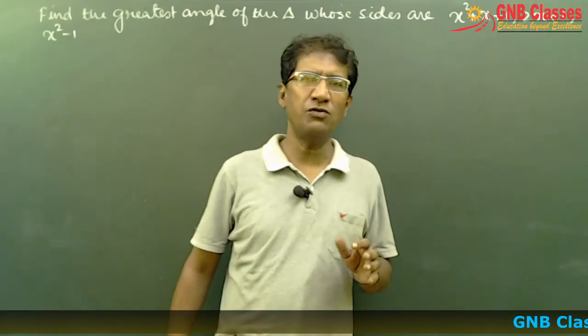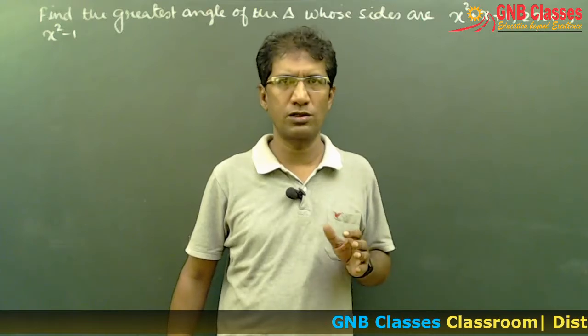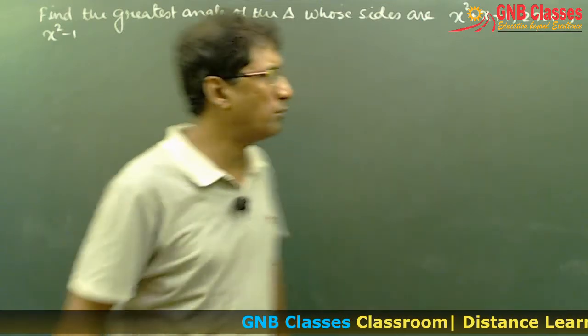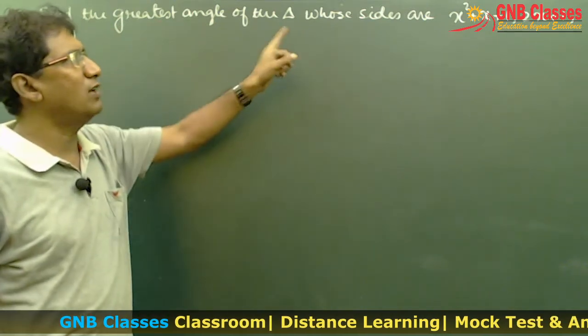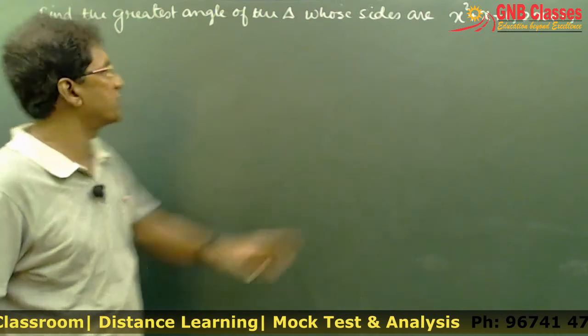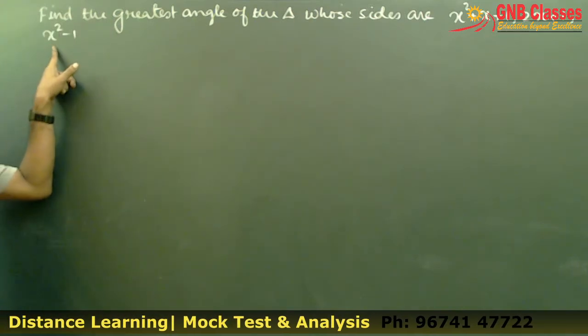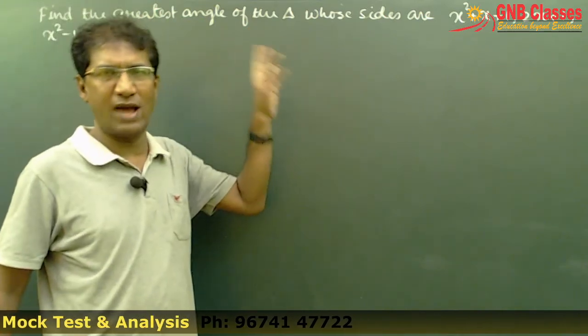So in this lecture, we are going to solve problems based on cosine rules. Is it okay? Now the first problem given is: find the greatest angle of the triangle whose sides are x square plus x plus 1, 2x plus 1 and x square minus 1. So we have to find out the greatest angle of the triangle.